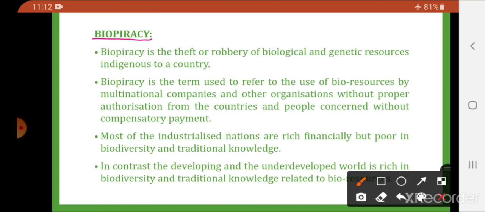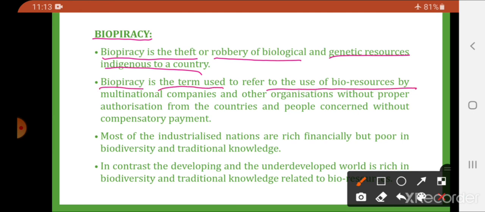Last topic, biopiracy. Biopiracy is a theft or robbery of the biological and genetic resources indigenous to the country. So basically robbery or theft of the biological or genetic resources which are native to the country. ऐसे products हैं जो वो particular country के पास ही हैं, कहीं और अवेलेबल नहीं हैं, एंड इसकी रॉबरी को क्या बोलते हैं, बायोपायरेसी.